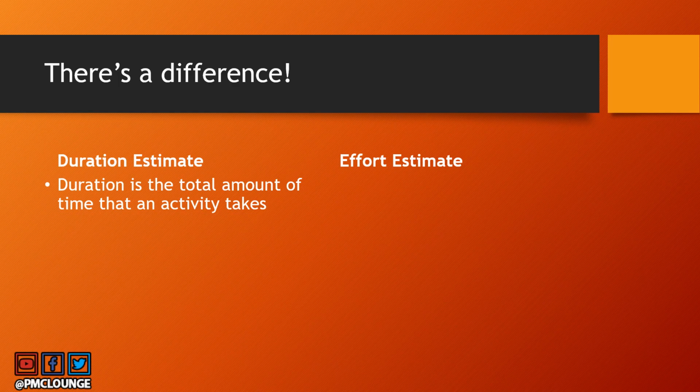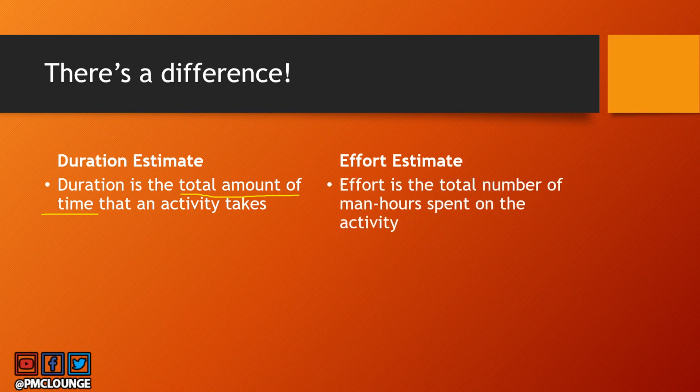Now, first up, duration is the total amount of time that an activity takes to complete. So quite simple, right? Let's say if one of your project activities takes 1 day to complete, the duration was 1 day, as simple as that. What is the effort? The effort is the total number of man hours spent on the activity. So there's a new concept, man hours, if you don't already know. So this is the effort that has gone in. Total time is duration. Total man hours is the effort.